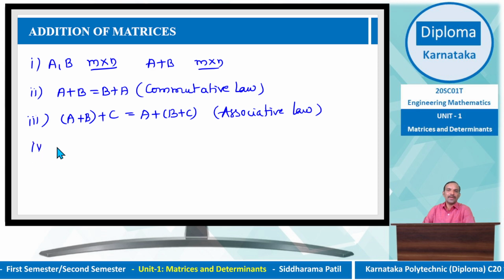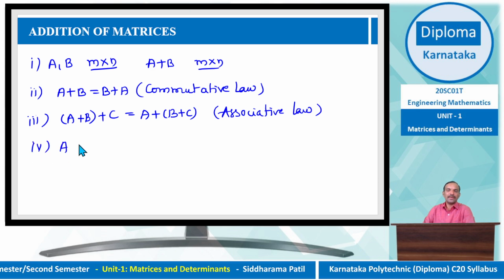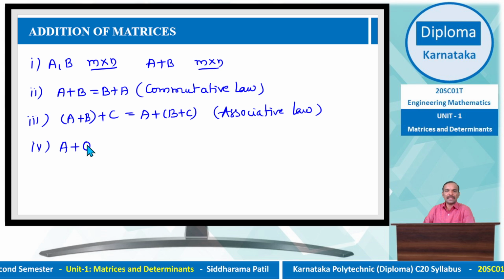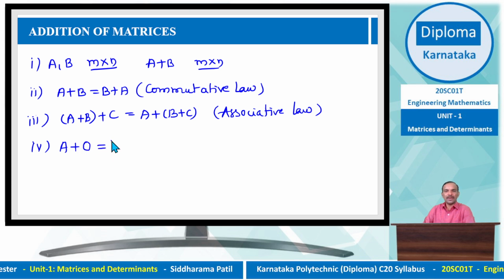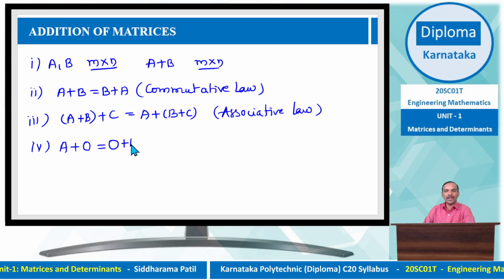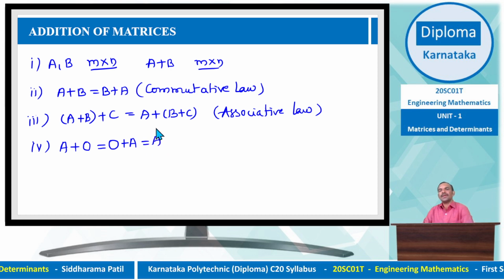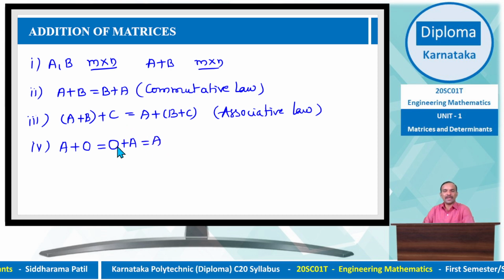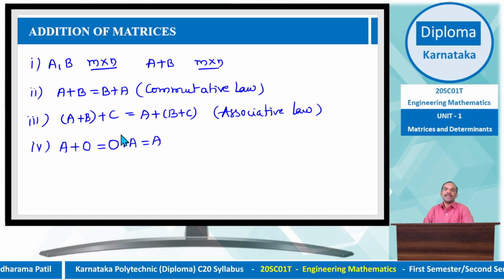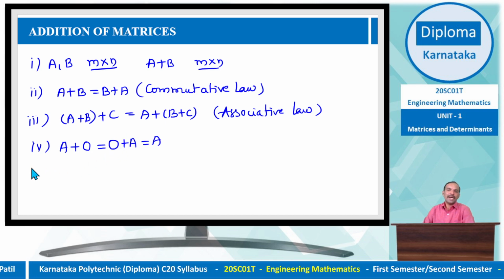Fourth one, if A is a matrix and we add the 0 matrix of the same order to A, then we are going to get A. This 0 matrix is called the additive identity.